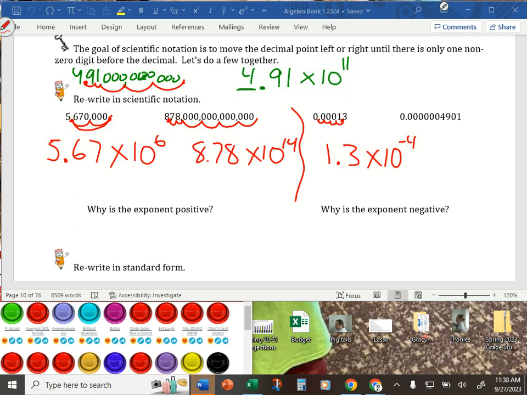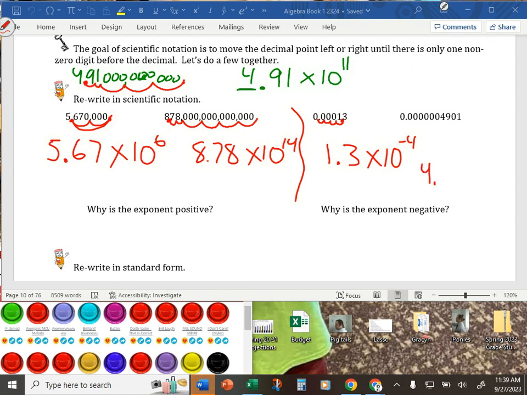Okay? Which essentially means if you multiply something by 10 to the negative 4th, you're not multiplying by 10 4 times. You're dividing by 10 4 times. So a negative power is another way to write the operation of division. We'll get more to that when we get to CO13, I believe it is. Okay. For 0.0000004901, oh boy, what two numbers is the decimal point going to go between here? 4 and 9. The 4 and the 9.